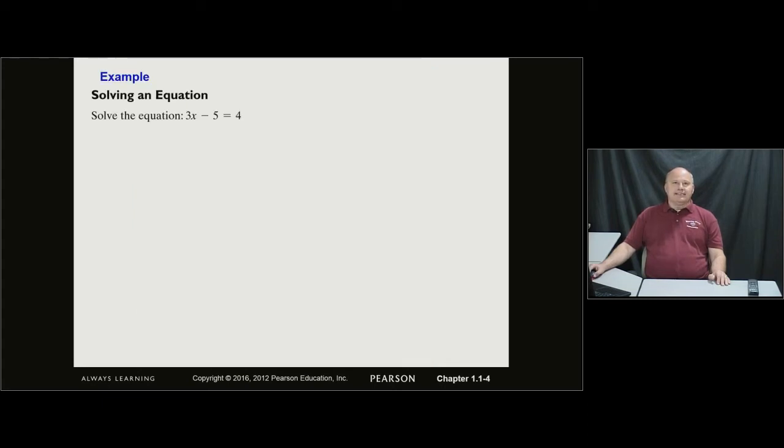Okay, so we're going to get an example. Here we're going to solve the equation 3x minus 5 equals 4. That was the one that we set up a while ago in that chart. So let's look at the solution. We replaced the original equation by successive equivalent equations.